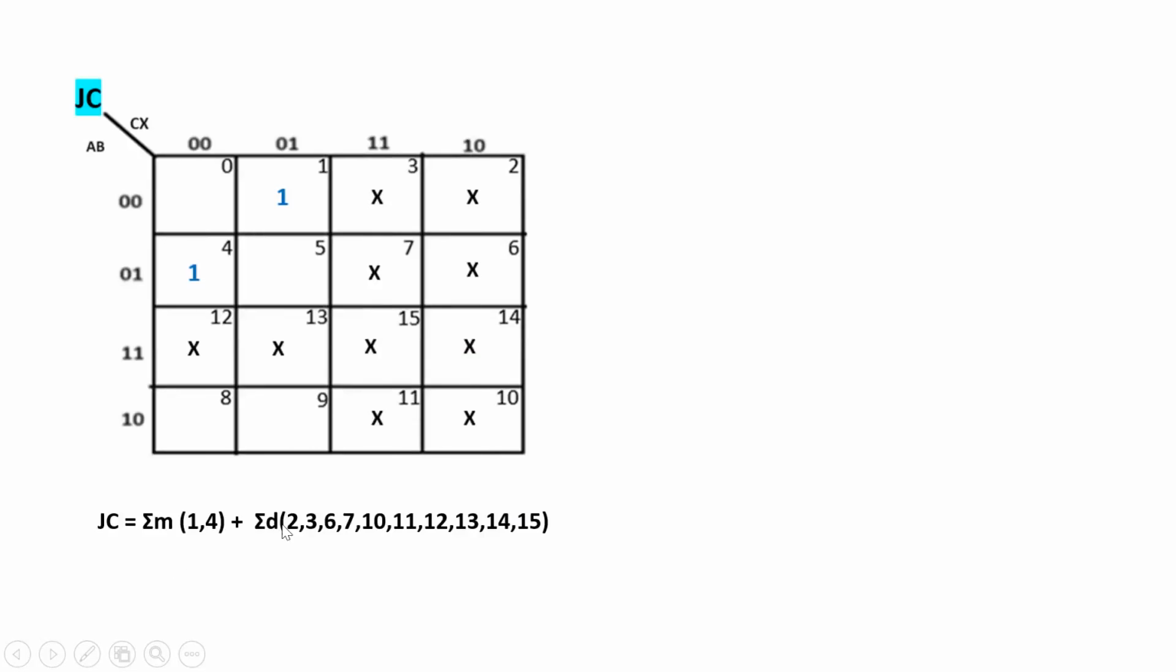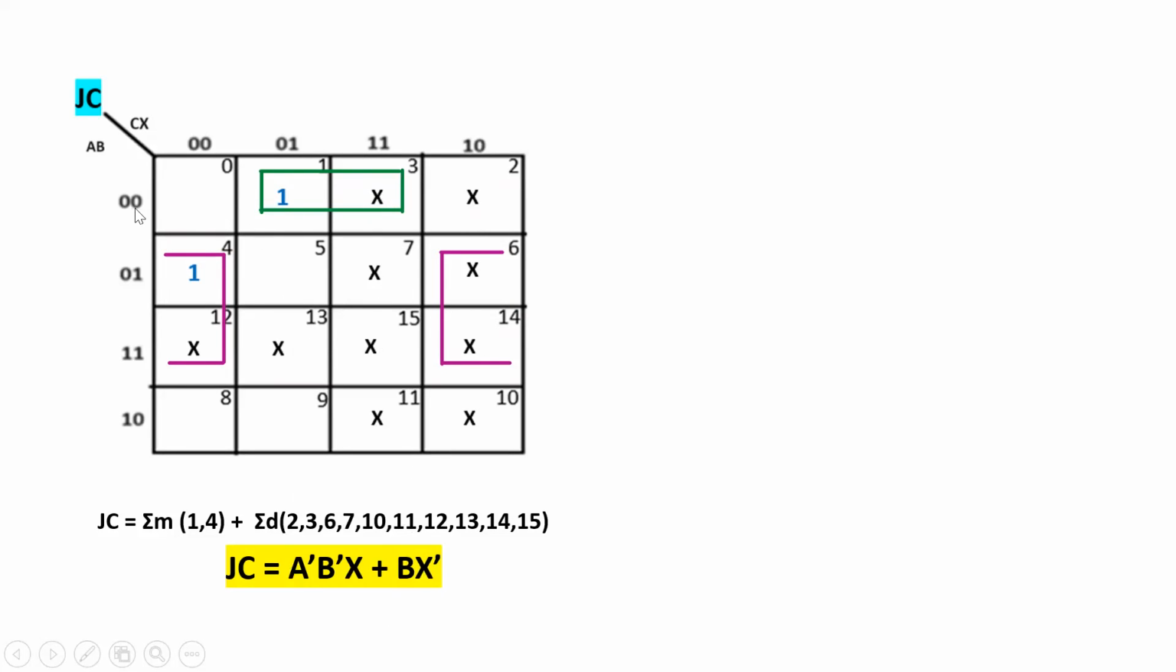Next, JC. We should follow the same procedure. Here, these 2 are adjacent with these two, so that is one group, and these two are adjacent to each other, so that is another group. For this two ones group, 0, 0 means A dash B dash. Here X is common, so A dash B dash X. And for this 4 ones group, B is common. In the first column and last column, we have X dash, so B X dash.